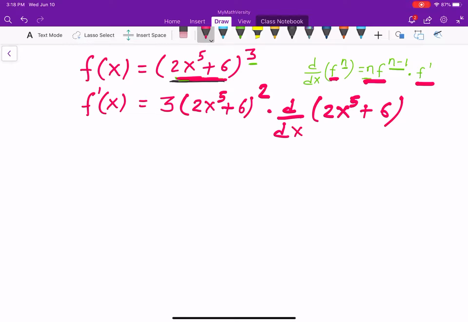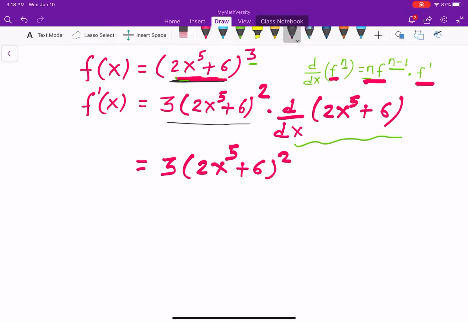But we are not done yet, because you can clearly see here we still need to figure out what that derivative is, and possibly we also need to simplify. So let's try to see. Let's copy whatever we have over here, because we are not going to do anything with that. So 3 times 2x to the power 5 plus 6 squared. And now let's focus here and find the derivative of this. How do we find the derivative of this one? We can first find the derivative of 2x to the power 5, find the derivative of 6, and then add them.